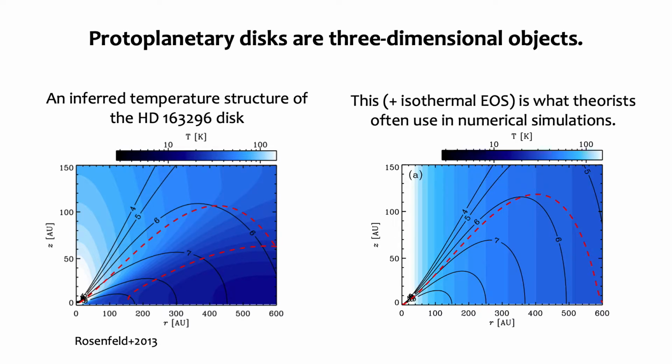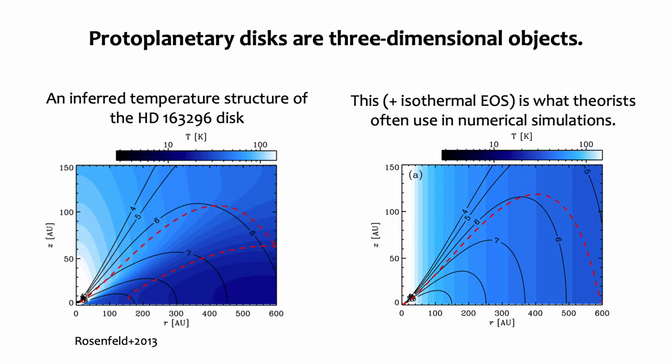Now, if you look at the right panel here, this is what we theorists often, but not always, use in numerical simulations. Here we do have a radially decreasing temperature profile, but in the vertical direction, we simply assume that the temperature is identical at a given radius. So, although such a setup is not as realistic as we want, this isothermal model has some advantages.